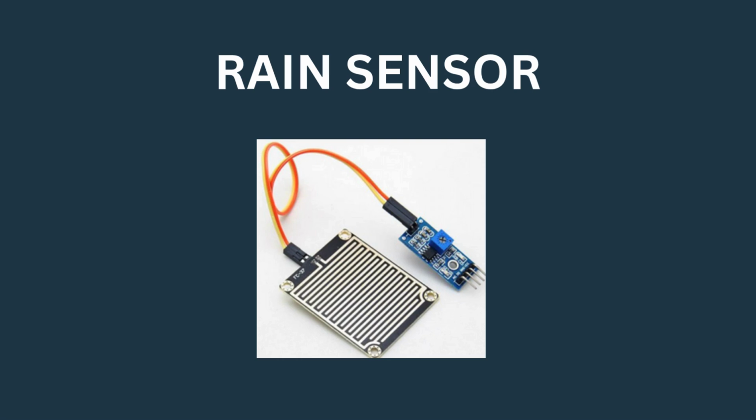The rain sensor consists of two parts: sensing pads and a sensor module. Whenever rain falls on the surface of the sensing pad, the sensor module reads the data from the sensor pad, processes it, and converts it into an analog or digital output. So the output generated by the sensor is both analog and digital.